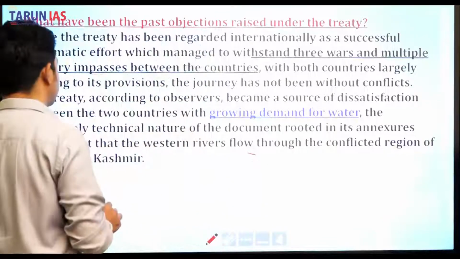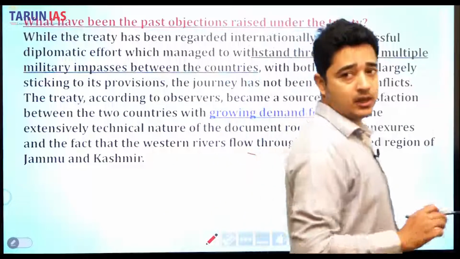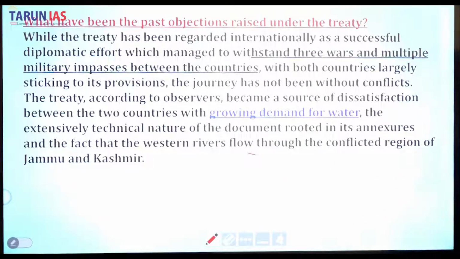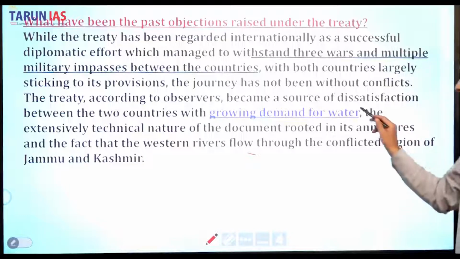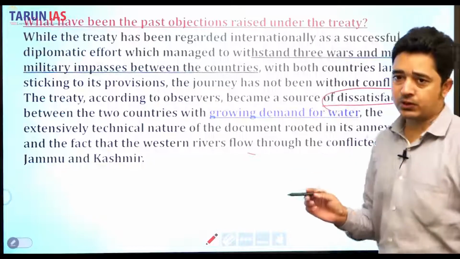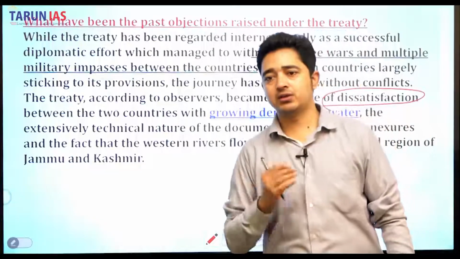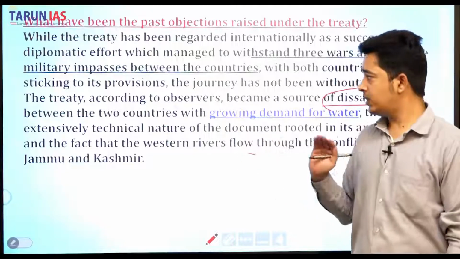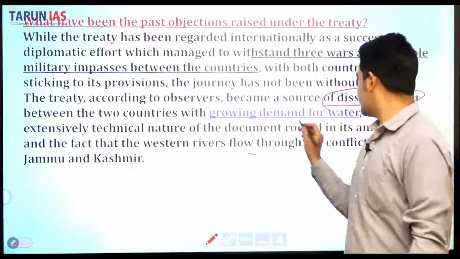So past objection, while the treaty has been regarded internationally as a successful diplomatic effort which managed to withstand three wars and multiple military impasses between the countries. According to observers, the treaty became a source of dissatisfaction between the two countries, because, as we got to know, 20% of the water is given to India and 80% was given to Pakistan. So basically there was a growing demand for water.